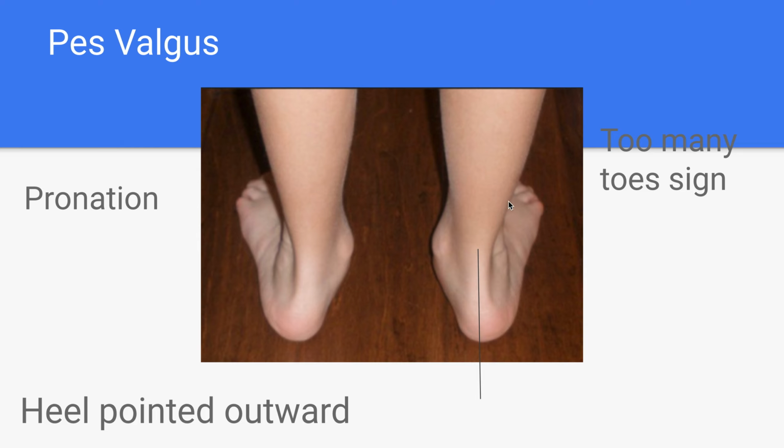Often in pes valgus, you can see pronation of the foot over here, as well as the too many toes sign. Normally, in healthy adults, you should be able to see only one toe. Here you can see too many toes. That is characteristic of pes valgus.